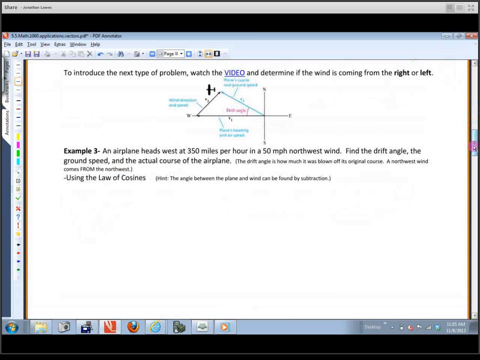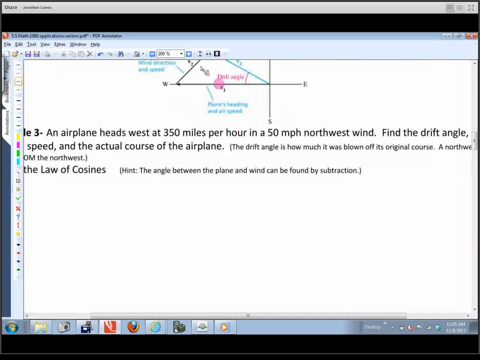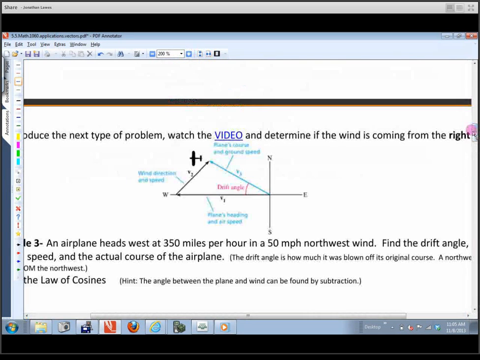All right, let's take a look at the next type of problem. These are some of the most interesting applications. They're actually pretty cool. We're going to watch a video in just a second, but I'm going to zoom in on this right here. And let's talk about what happens when a plane is flying in the wind. So this vector right here, V1, represents the plane heading directly west.